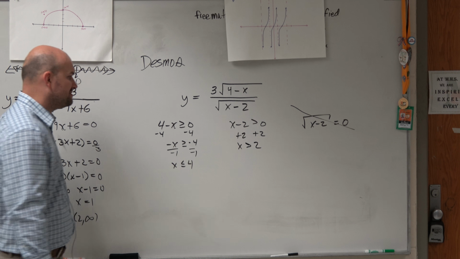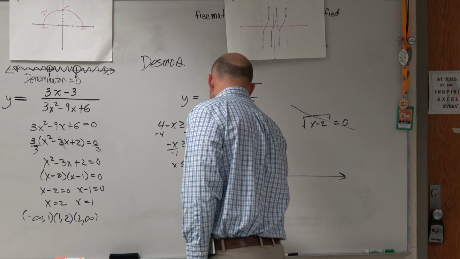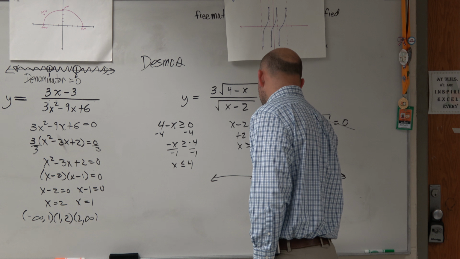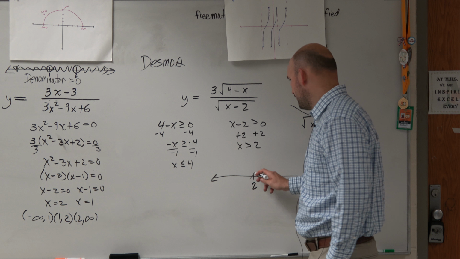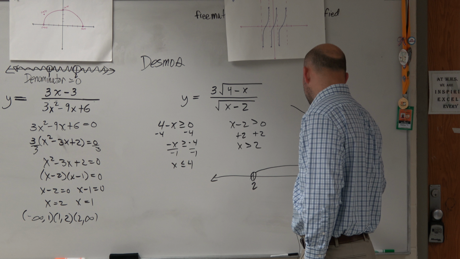So that means x has to be greater than 2. So now we graph this. Now this is kind of confusing. We have 4, and we have 2. x has to be greater than 2, but x has to be less than or equal to 4.